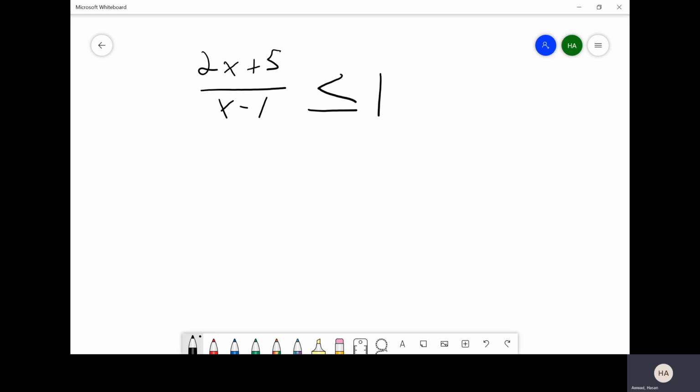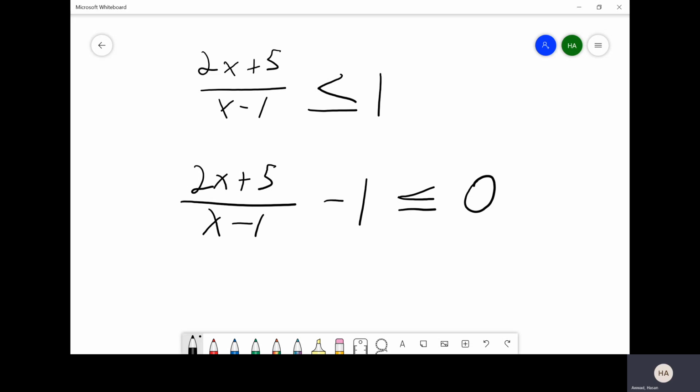Right now, it's going to be really hard to do that because we have a 1 on one of the sides. So does less than 1 necessarily mean negative? Well, no, right? 1/2 is less than 1, but 1/2 is a positive number. So that's not really going to help us. So our first step here is we're going to move that 1 over. So we're going to say, okay, (2x + 5)/(x - 1) - 1, right? We move that 1 over, and now we have less than or equal to 0.